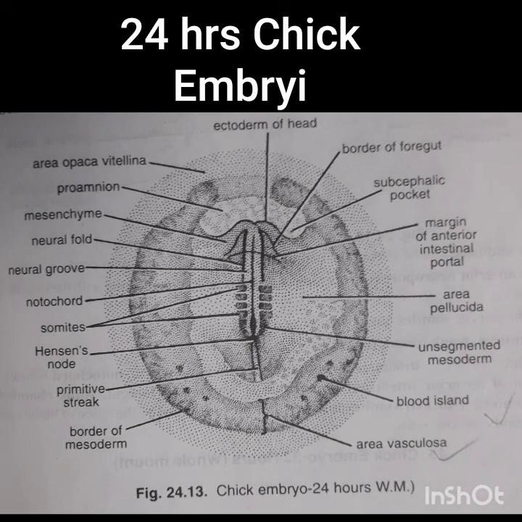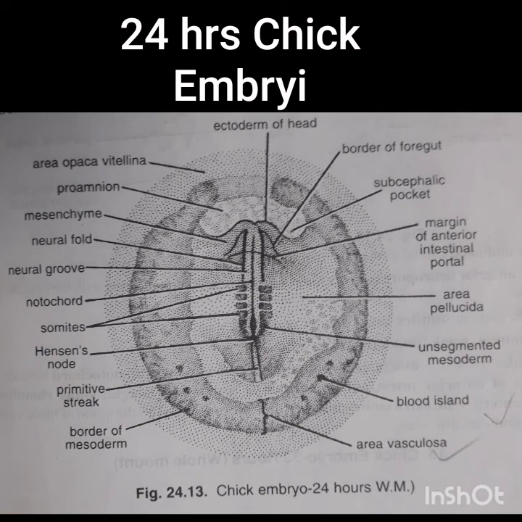First of all, you should know that you have to identify the number of somites. On that basis, based on the somite number, we calculate the age of the embryo. For example, the 24 hour chick embryo has a total of only 4 somites. So 20 plus 4 somites indicates a 24 hours chick embryo.